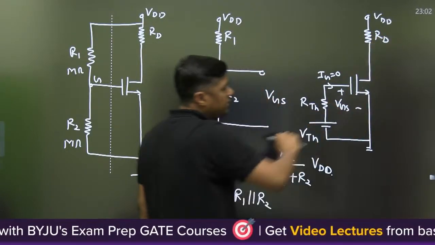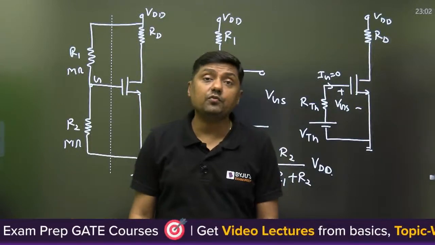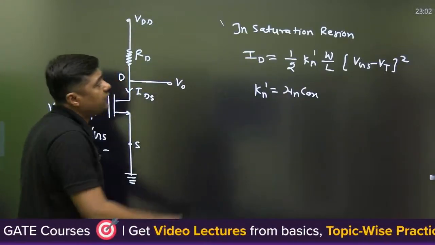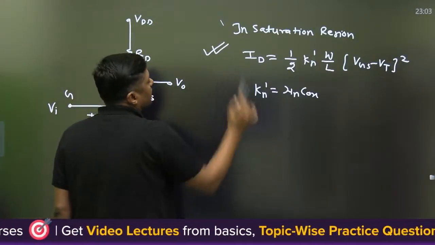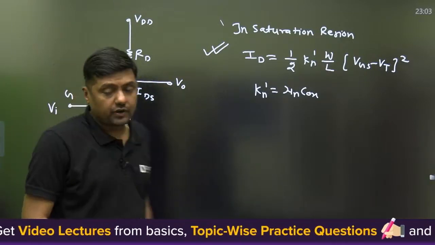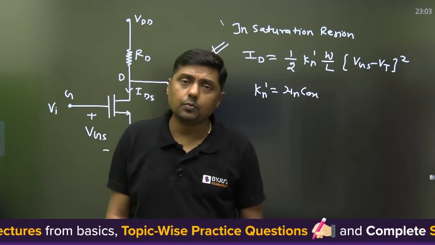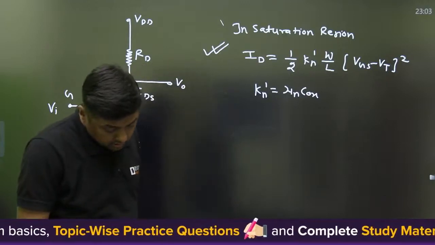Once you are able to find the VTH, then you can find the VGS, and from this equation again you can find the current. And the MOSFET is in what? Saturation. Okay, for the MOSFET to be in the saturation region.